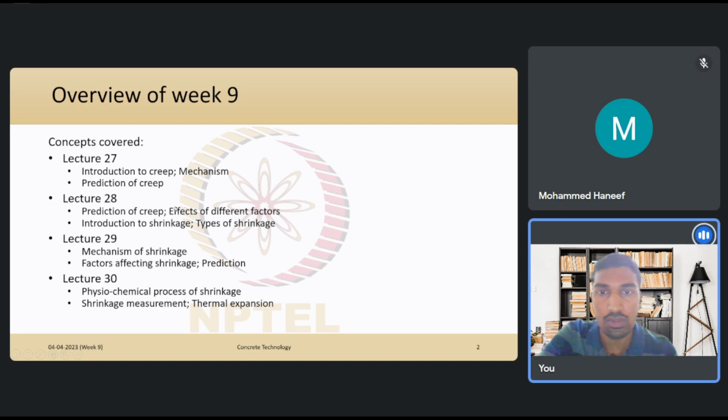And then we also looked at the different factors that affect creep and the effect of these different factors. And then we were also introduced to shrinkage in this lecture. Shrinkage again is related to deformation, a change in the dimensions. And also we looked at the different types of shrinkage, right? So we were introduced to different terminologies.